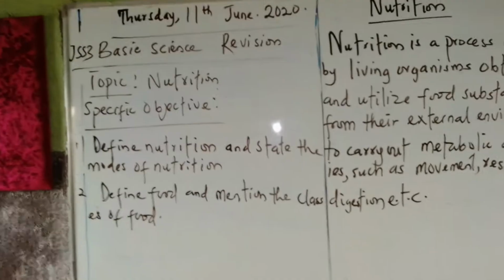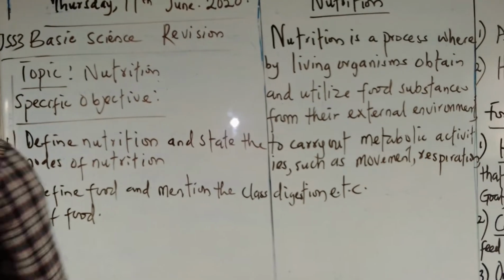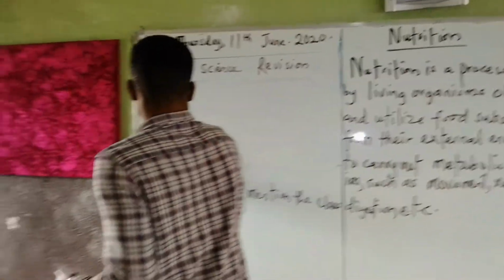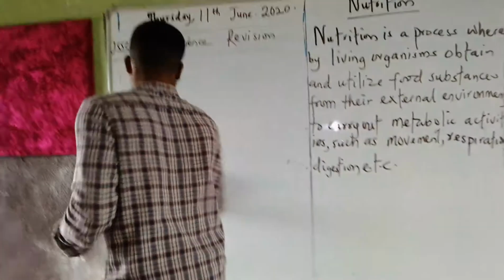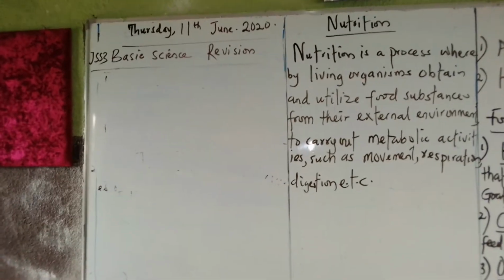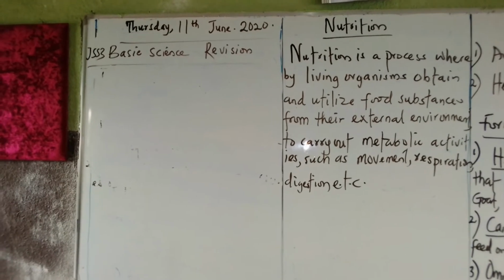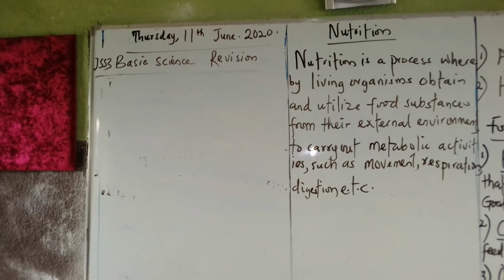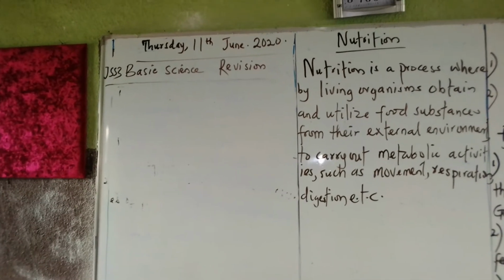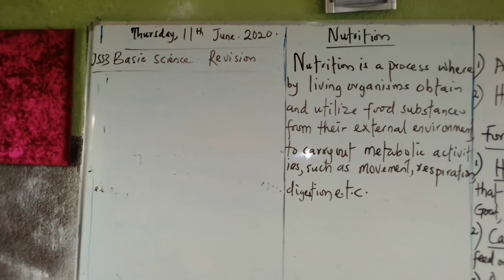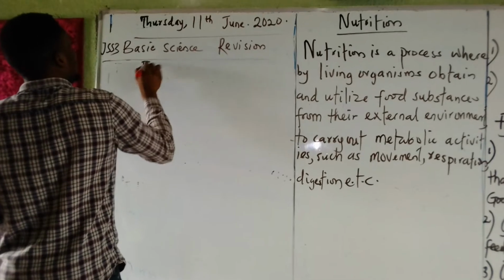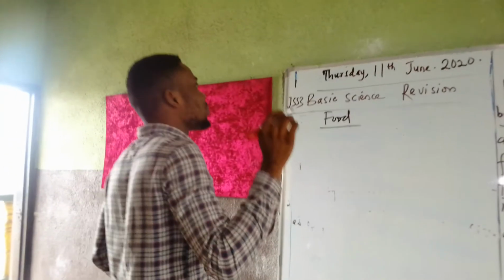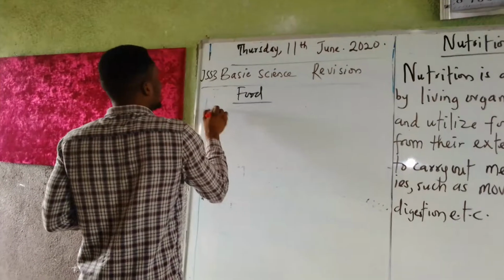The next thing for us to do is let's define food. Now, what is food? Someone will ask me, what is food? Food is any substance absorbed into the cell of a living organism to provide energy. Say food. What is food? Food is any substance absorbed into the body or into the cell.